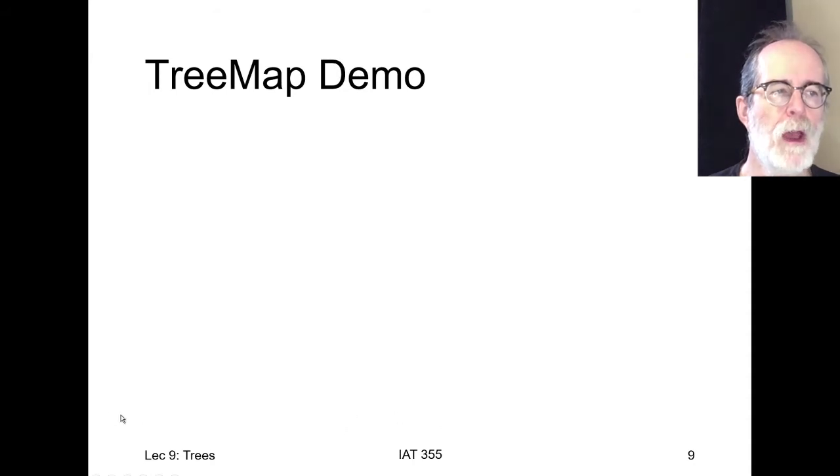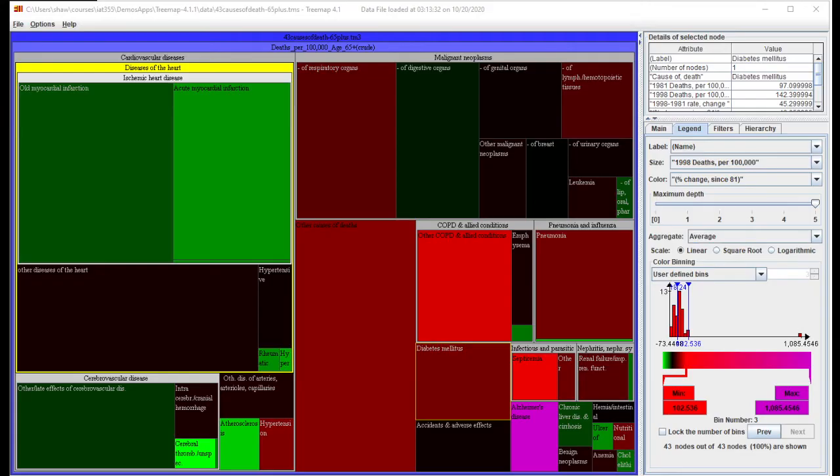Okay, so what we're going to do now is we're going to do a brief demo. It's not about file systems. This is about something else, and it's about causes of death of those over the age of 65, things like heart disease and so on and so forth. So let's show that right now. Okay, so here it is. This is a tree map of the causes of death of folks over the age of 65.